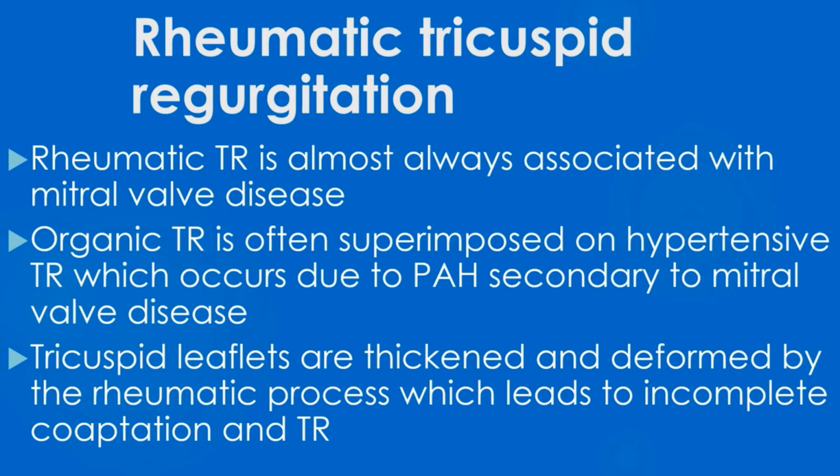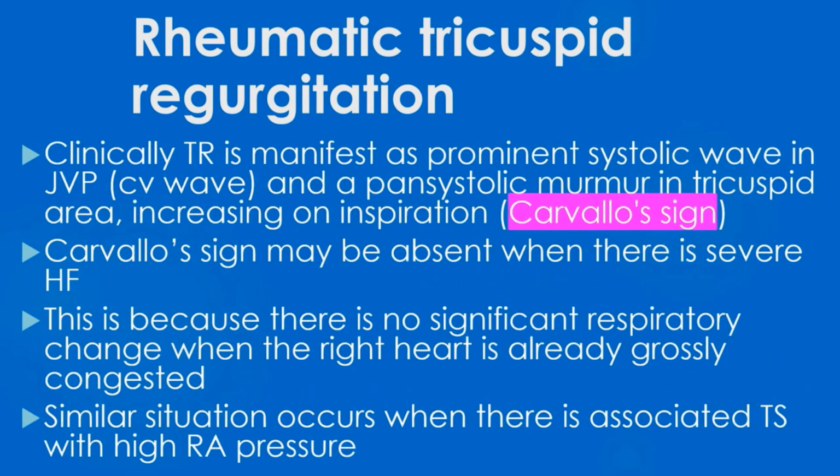Tricuspid leaflets are thickened and deformed by the rheumatic process, which leads to incomplete coaptation and tricuspid regurgitation. Clinically, TR is manifest as a prominent systolic wave in the JVP, that is the CV wave, and a pansystolic murmur in the tricuspid area increasing on inspiration, that is known as Carvallo's sign.